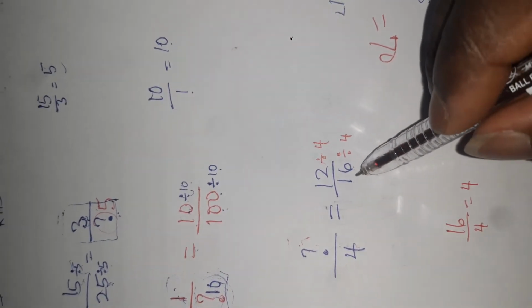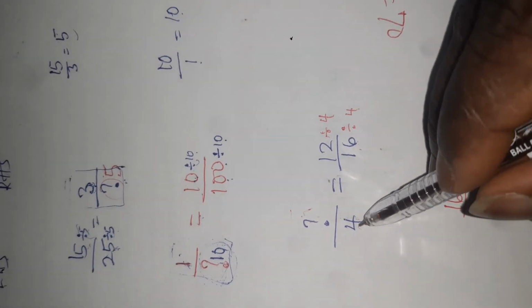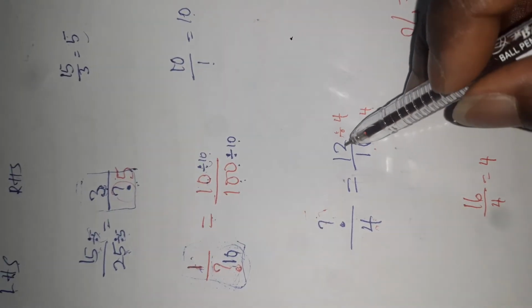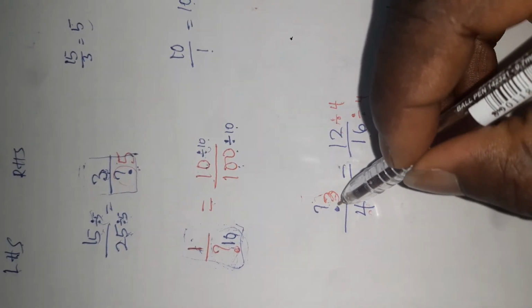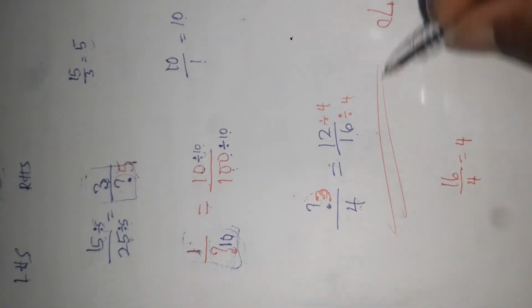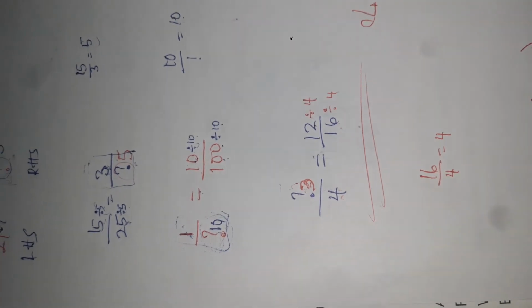Now 16 divided by 4 is what? Is 4. Can you see? And 12 divided by 4 will give you what? 3. So your missing number here is 3. So it's so easy. I want you to practice very well.